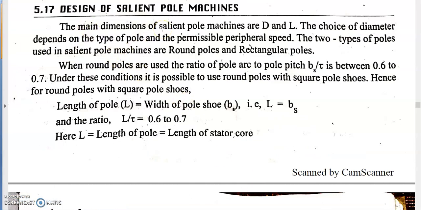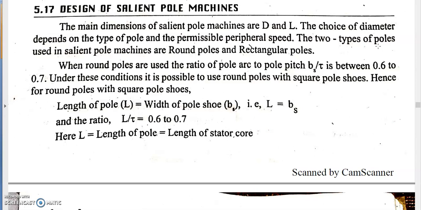So, a salient pole machine has a salient pole rotor and a cylindrical stator. Stator design is the same in both the salient pole machine and the cylindrical pole machine; only the rotor design differs. In a salient pole machine, the rotor has salient poles, and on the poles we will have the windings. The main dimensions of salient pole machines are D and L, and the choice of diameter depends upon the type of pole and the peripheral speed limit.